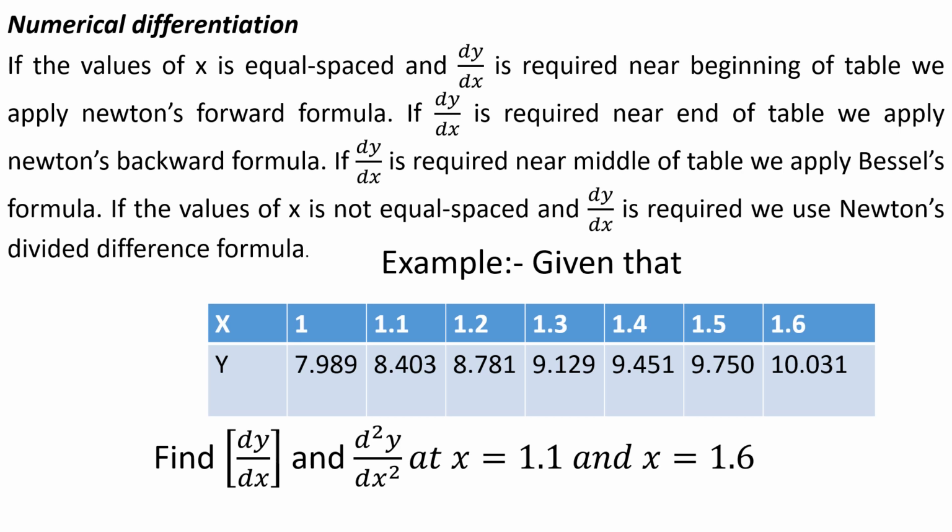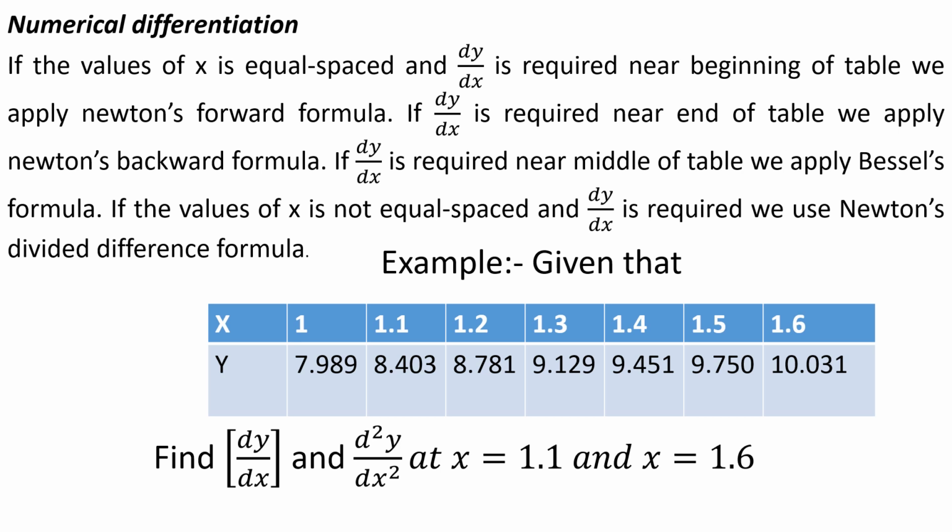So it means that numerical differentiation depends on the place in the table where you want the differentiation, and accordingly the formula changes. If you want it at the beginning, then it is Newton's forward formula, and if it is at the end, then backward. The middle portion uses Bessel's formula, and if it is not equally spaced, then Newton's divided difference formula will be used.